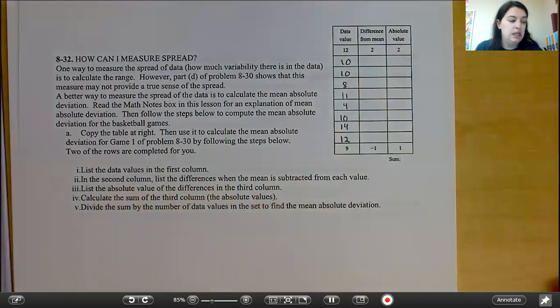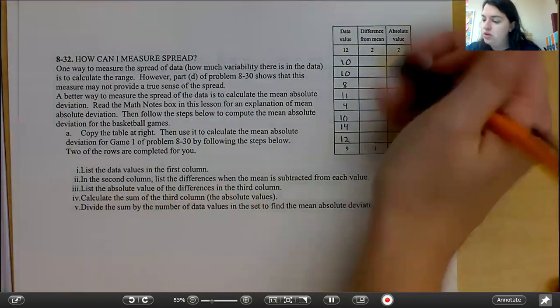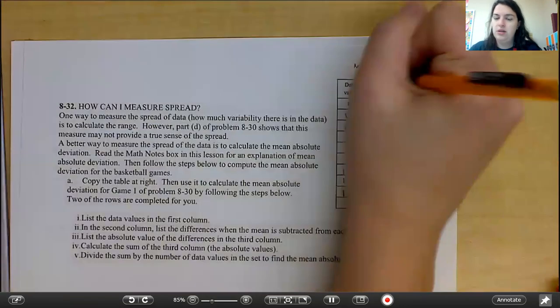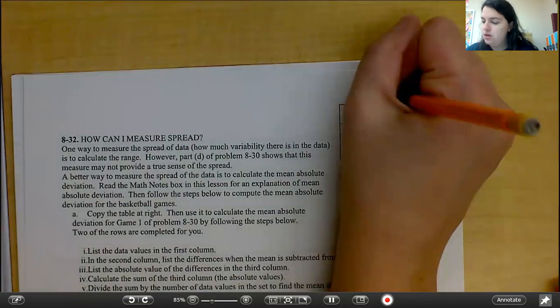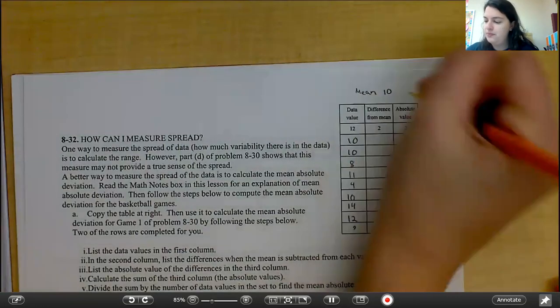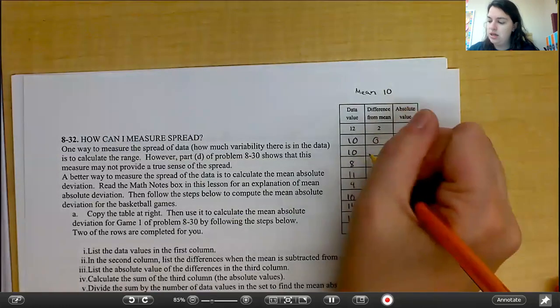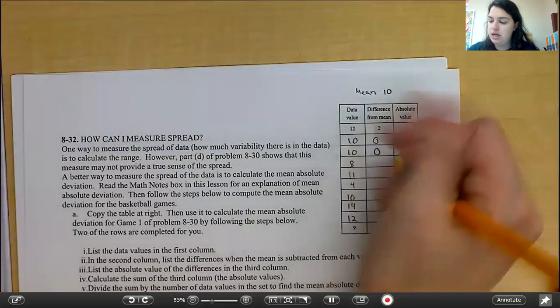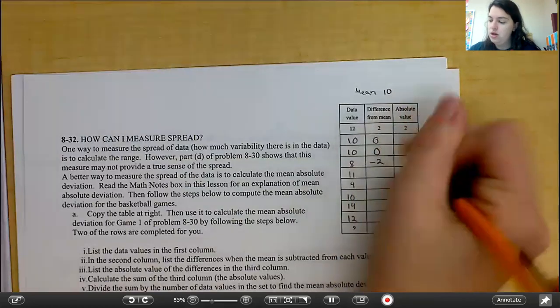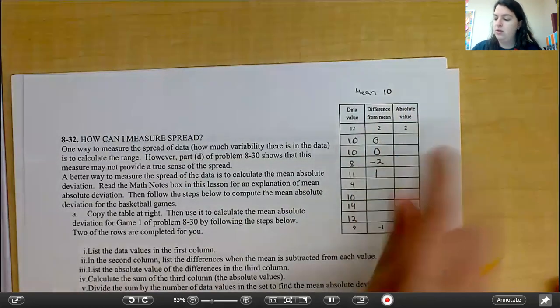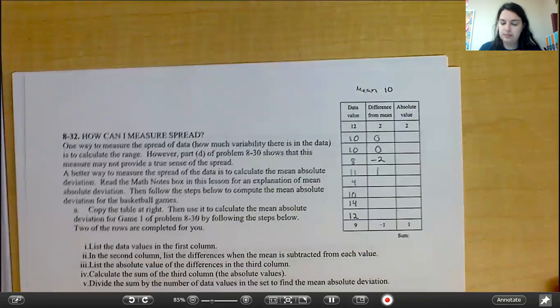So remember, our mean is 10. So I'm just going to write that up here, and you can't really see. There we go. The mean is 10. So 10 minus 10 is 0. 10 minus 10 is 0. 8 minus 10 is negative 2. 11 minus 10 is 1. Go ahead and finish filling out the rest of the column.